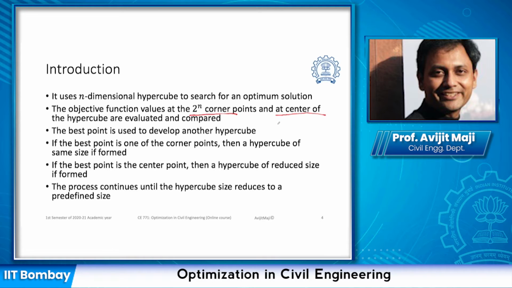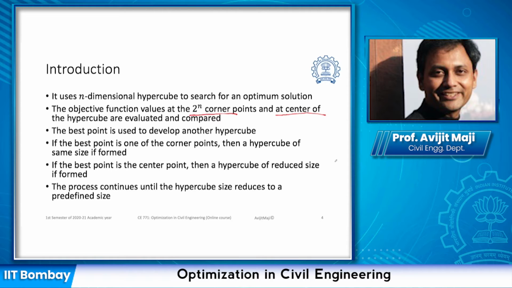This best possible solution at the location is further used to develop another hypercube and review the objective function at the corner points as well as at the center point. This process continues until we reach a point that no further solution can be obtained at any of the corner points of the hypercube and the cube size is shrunk to the level of precision we have pre-decided.